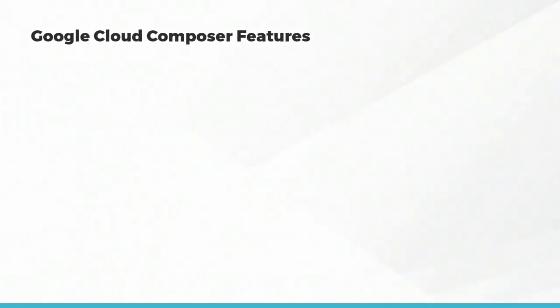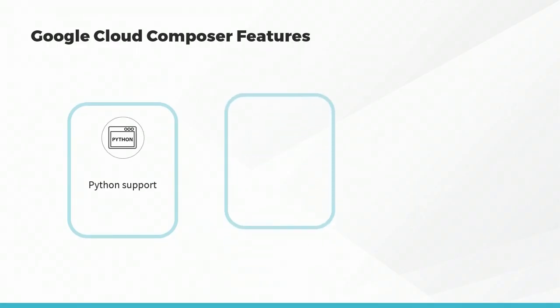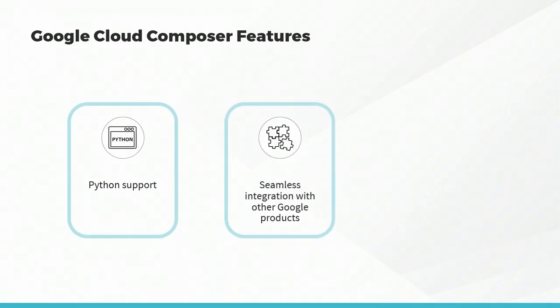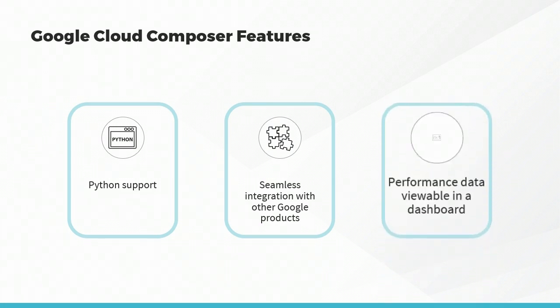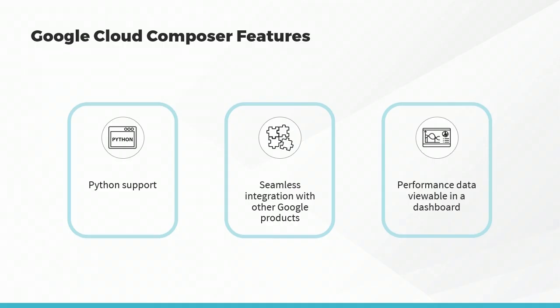Now, Cloud Composer is very easy for us to use. It has Python support built in, and its seamless integration with other Google products makes it very easy for us to actually utilize it as a great ETL tool. And it has performance data that's viewable in a dashboard without the need to actually query anything on the command line. You can actually see your infrastructure and how it's performing straight in the Google Cloud dashboard.